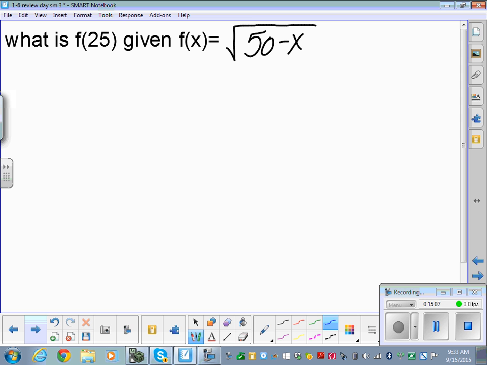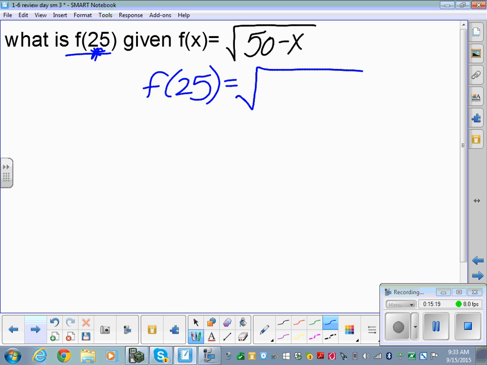Okay, couple more here. What is f(25) given f(x) = the square root of 50 - x? Okay, so we're asked to find f(25). So notice, guys, instead of an x, there's a 25. So for f(25), we're just substituting in 25 for x. So we're going to have the square root of 50 minus what? Minus x, which is 25, okay. So everybody see that I'm substituting it in for x? Are we all okay here?